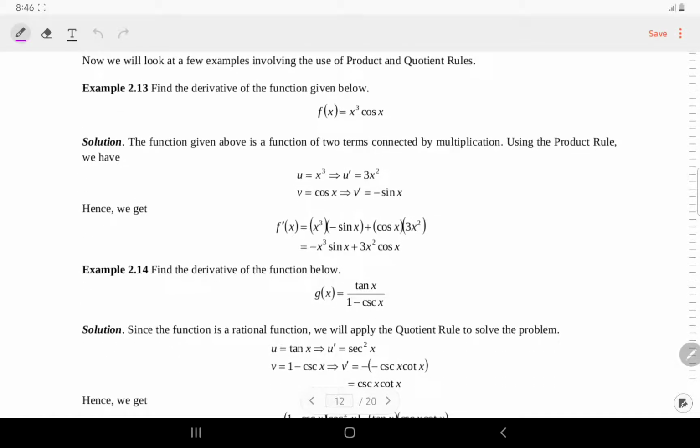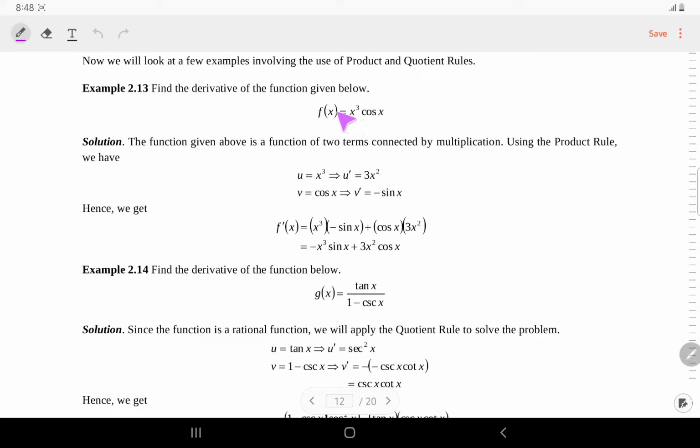So kita tengok another example here. Okay, this time we want to differentiate this function, x cubed multiplied with cos x. These two functions are two terms connected by multiplication. X kuasa 3 darab dengan cos x.